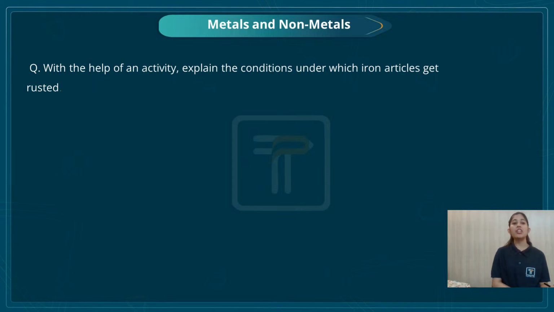With the help of an activity, explain the conditions under which iron articles get rusted. Okay, remember, soldiers, I told you that CBSE is testing whether you are a true science student or not, whether you have just mugged up the theory concepts. You have to justify that you are a true science student, and you have to explain this by giving this activity. You have to demonstrate the entire activity in order to explain under what conditions the iron nail is going to get rusted.